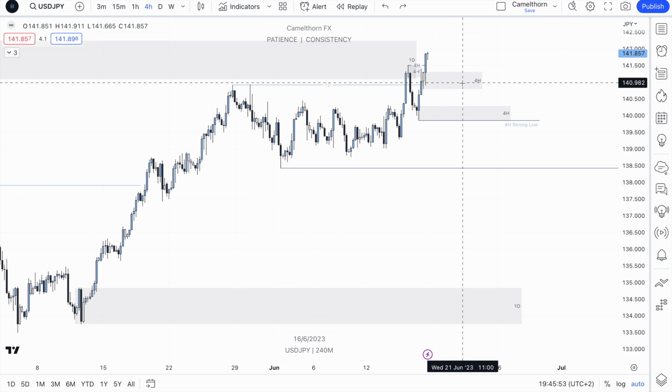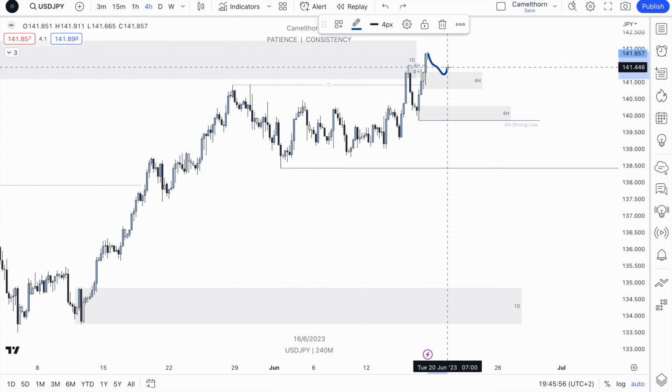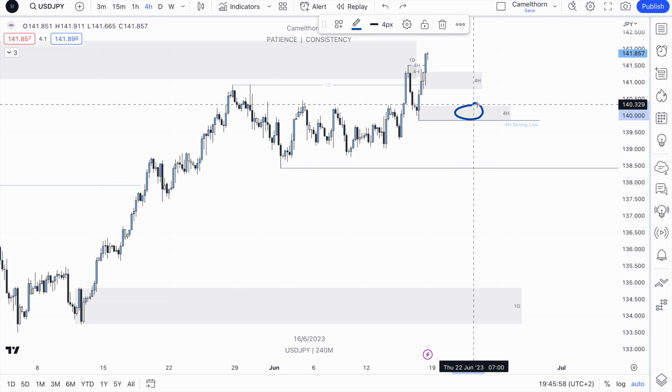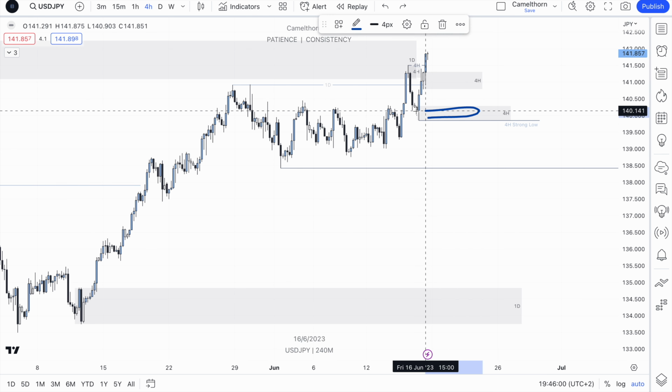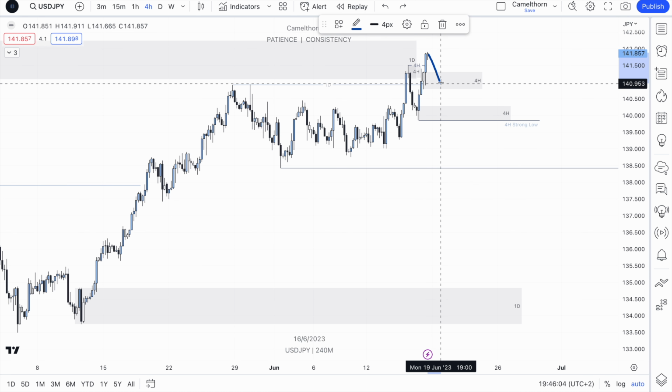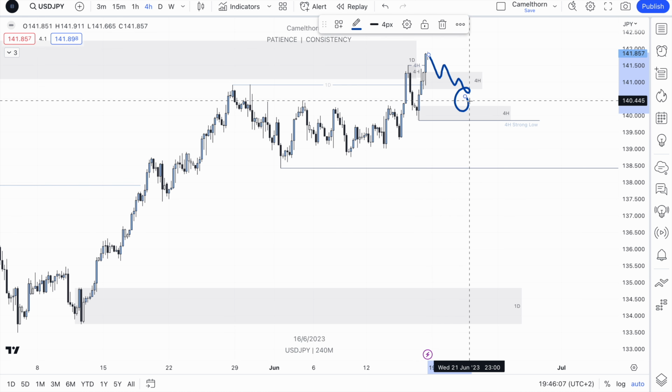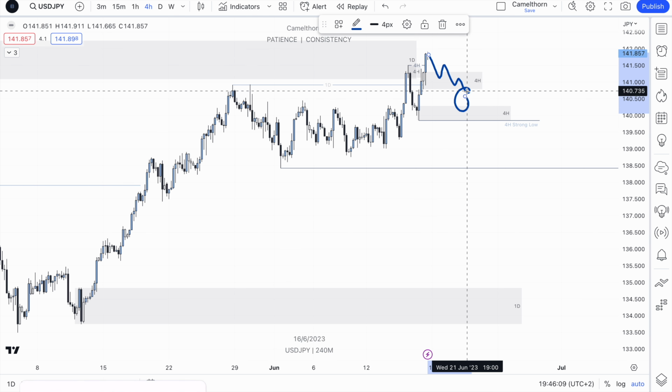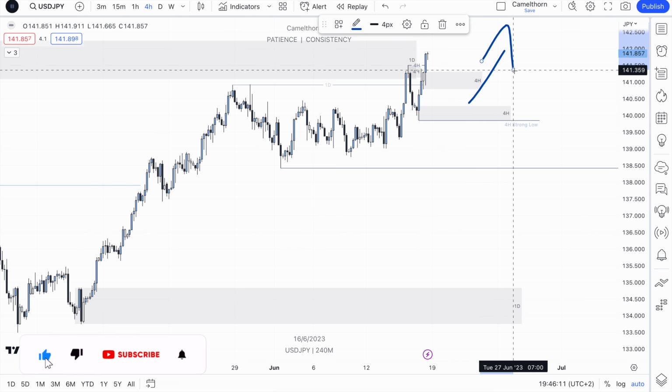This would be that initial area that price action could pull back into. At an extreme, we have that 4-hour demand all the way down here. But the overall anticipation would be a bit of a pullback into discounted pricing of the new range whenever it forms before that continuation takes place.